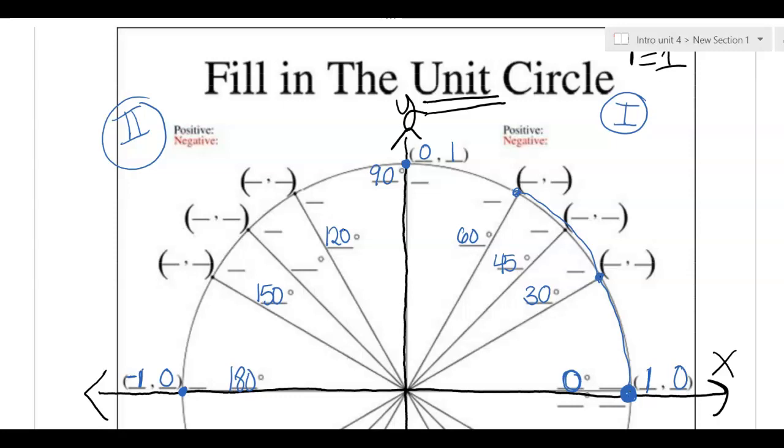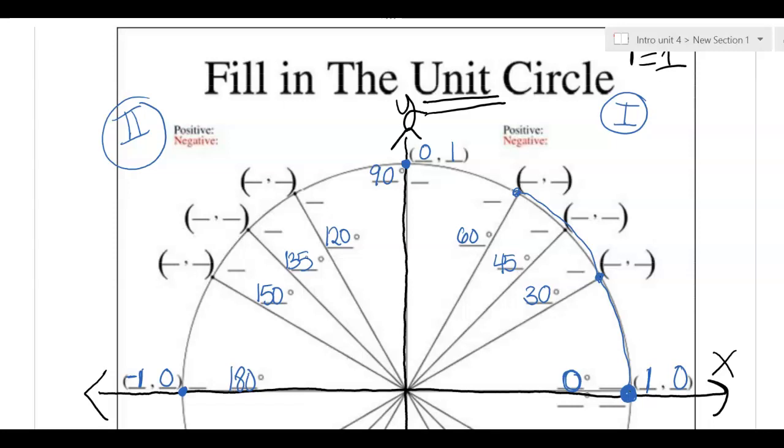If I count by 45s, if I go from 0 and add 45, I would land at 45. 45 plus another 45 would be 90. 90 plus another 45 would be 135. And 135 plus another 45 would be 180, okay?